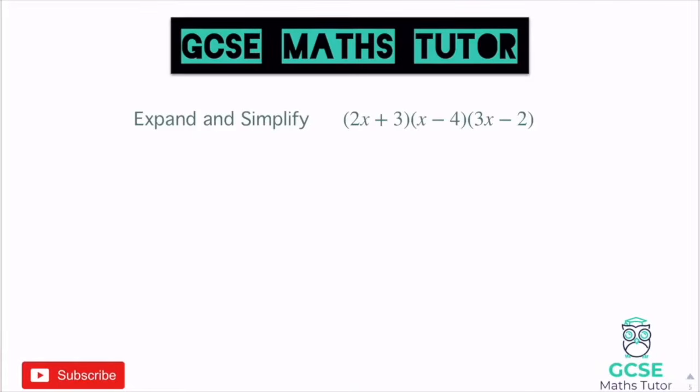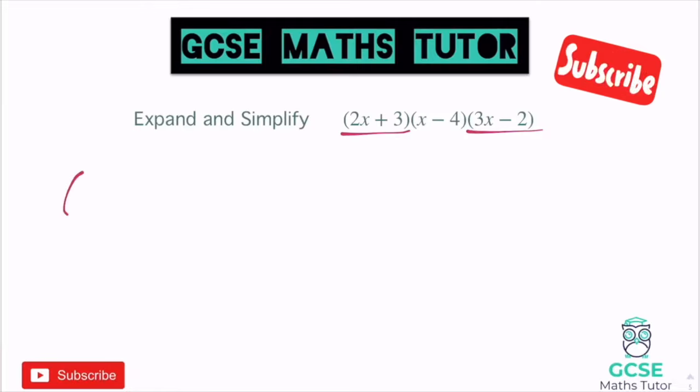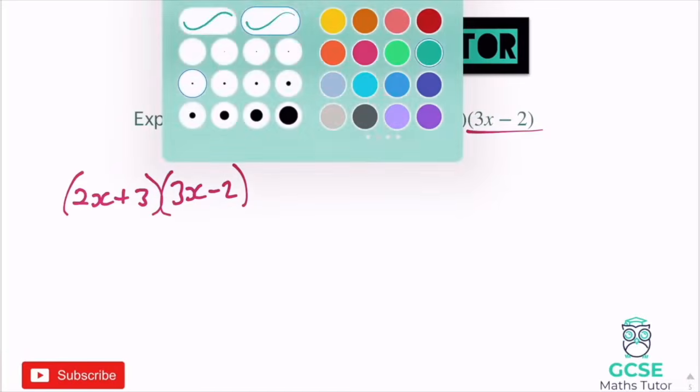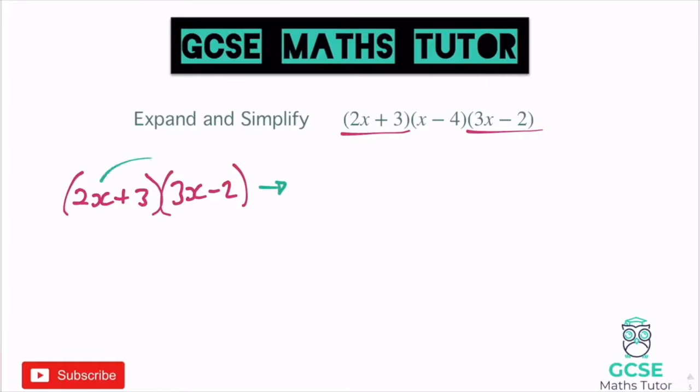Okay, so we've got larger coefficients of x here. We've got the 2x and the 3x, and I'm going to start by expanding these two. So let's write that out. We've got 2x plus 3 and 3x minus 2. So we know we're going to get the 6x squared here when we do the first two. So 2x times 3x gives us the 6x squared.